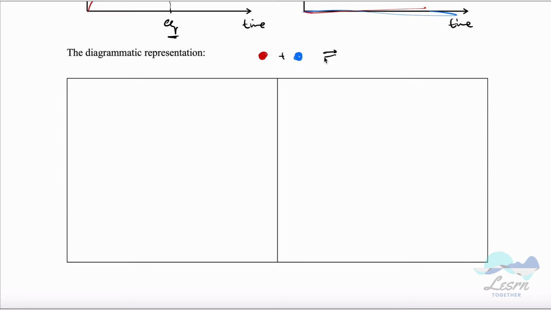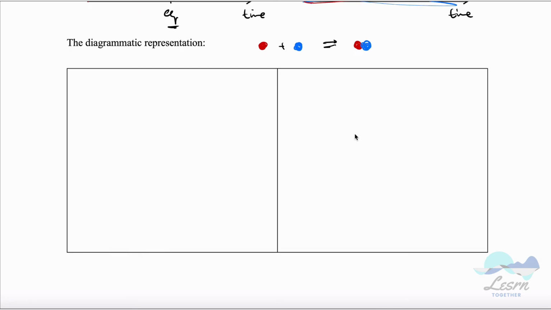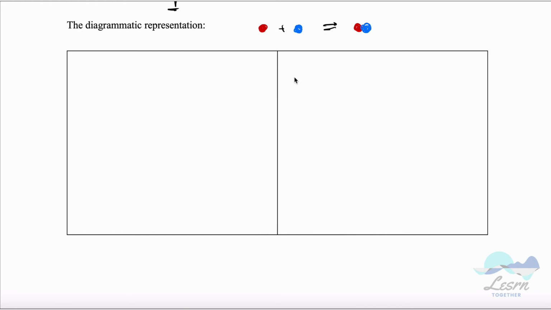Reacting with a blue molecule to then form a red and blue molecule, like so, okay? Now, if we were to draw a static and a dynamic equilibrium, let's see what they look like. Let's draw the dynamic on the left-hand side here, and the static on the right-hand side, like so. We'll start off with the static, because that one's the easy one to draw.